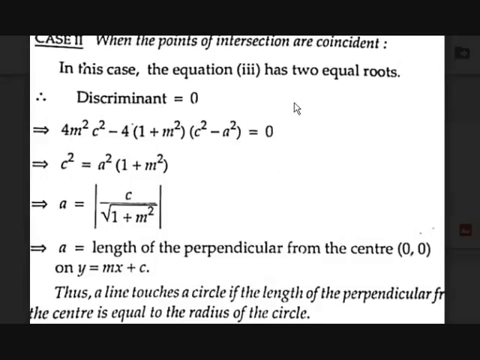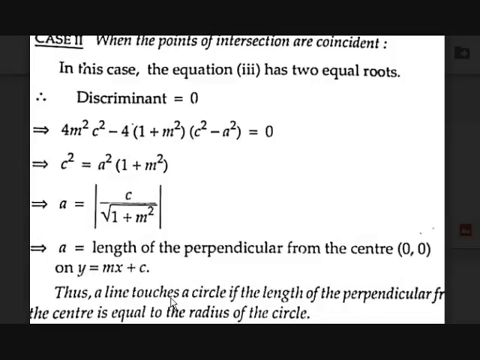If those points are coincident, then in this case the discriminant should be equal to 0. So 4m square c square minus 4 into (1 plus m square) into (c square minus a square) is equal to 0. If we simplify as in the previous case, we'll get c square is equal to a square into (1 plus m square). So a is equal to modulus of c by root of 1 plus m square. It should be equal. So a is equal to the length of the perpendicular from the center (0,0) on y is equal to mx plus c.